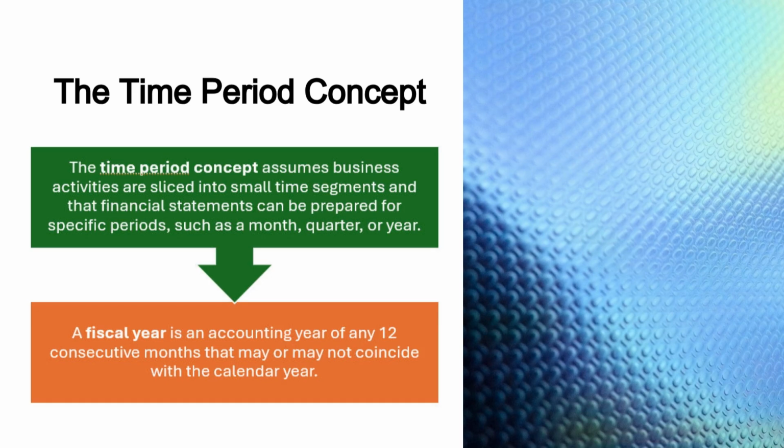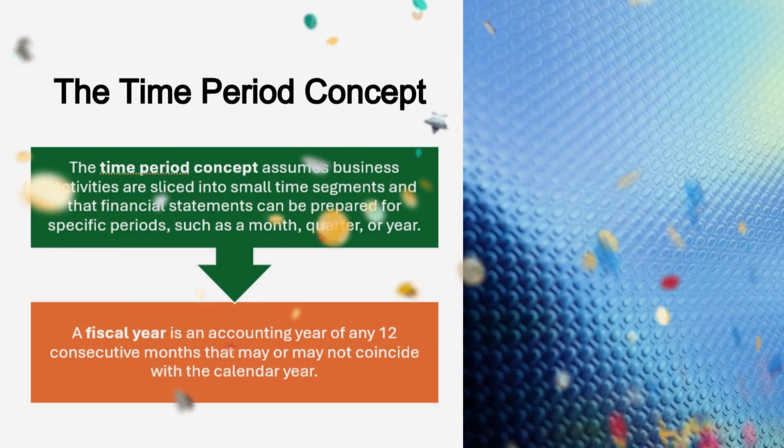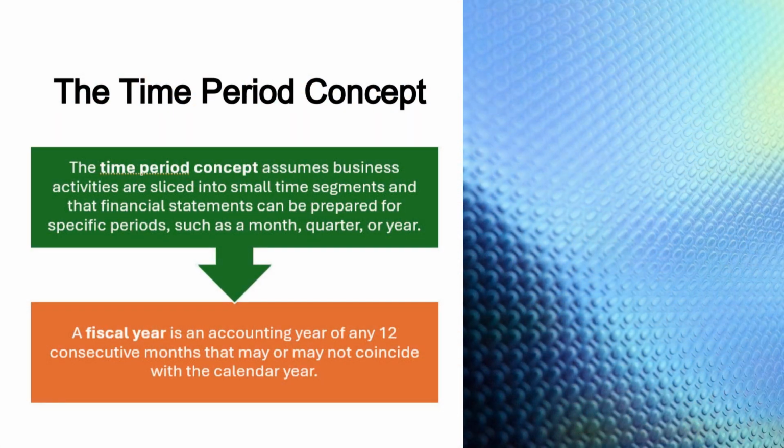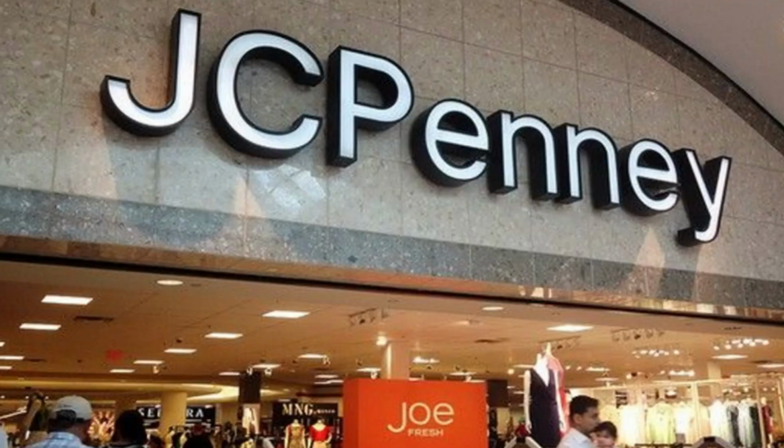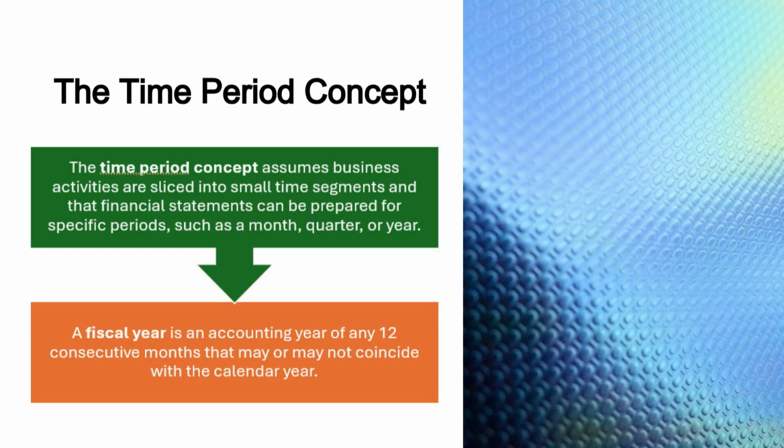The time period concept means that a company's financial activities can be divided into specific reporting periods, such as months, quarters, or years, to measure performance accurately. Most businesses use a 12-month fiscal year, and when that year runs from January 1 to December 31, it's called a calendar year. Some companies, however, choose to start their fiscal year after a slow season. For instance, retailers like Walmart and JCPenney often begin their fiscal year on February 1st and end it on January 31st, right after the post-holiday slowdown.